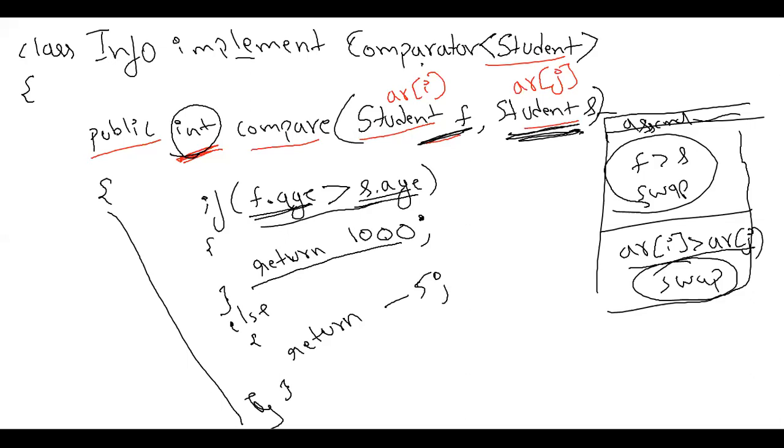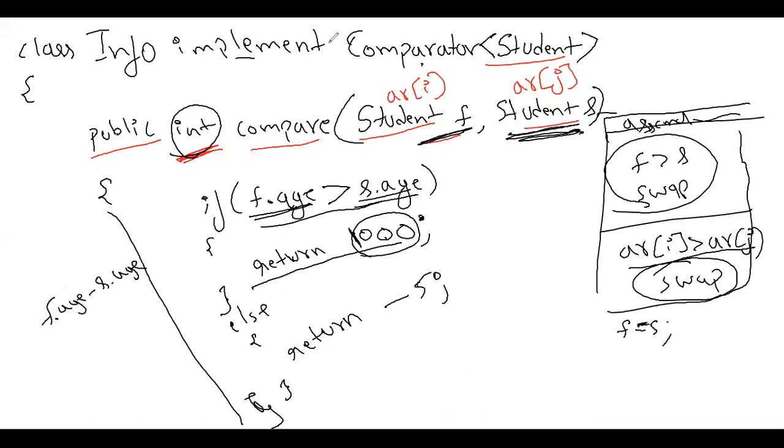Now, I told you about this concept half an hour back. That concept is like this. We can write f minus s also, don't you think? See, I'm returning a positive value, agree? If I'm returning a positive value, don't you think I can write f.age minus s.age?